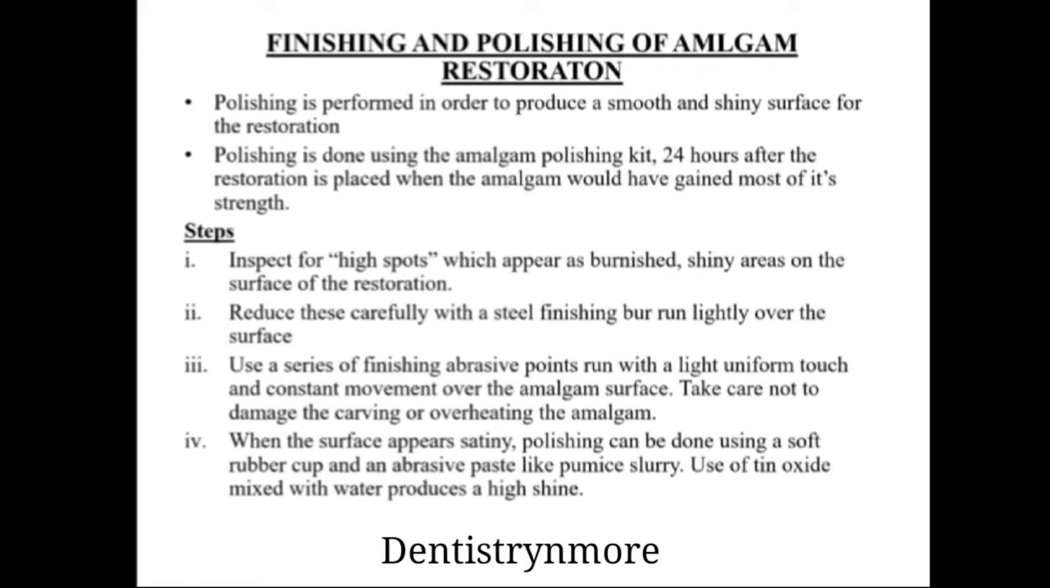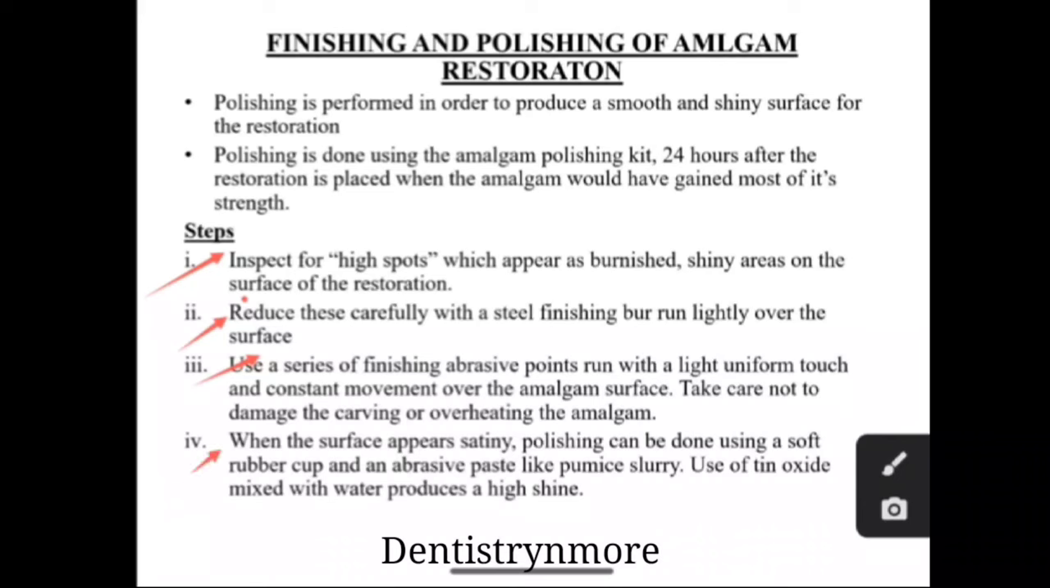First, inspect the high points, which appear as burnished, shiny areas on the surface of the restoration. Reduce these carefully with a burr, slightly running over the surface. After that, use a series of finishing abrasive points, run with a light uniform touch and a constant movement over the amalgam surface, and take care not to damage the carving.